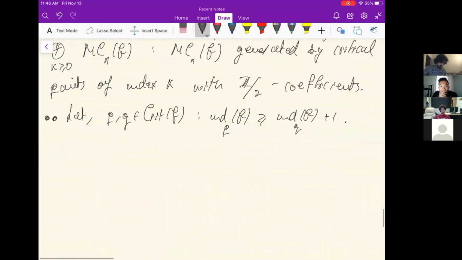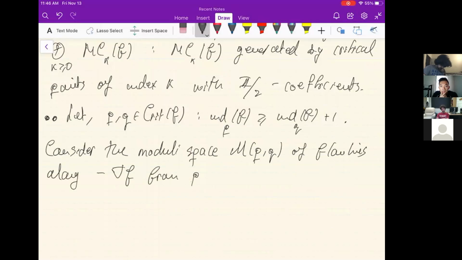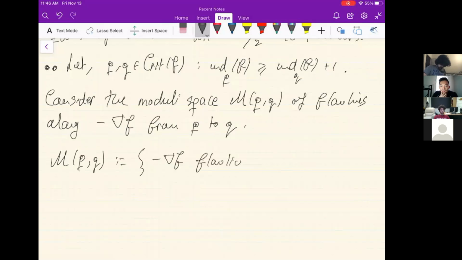Okay, so now some new mathematical language. We consider the moduli space, let's say curly M of P and Q, of flow lines along minus the gradient of F from P to Q. Basically, this means you take the flow lines along minus the gradient from P to Q modulo reparameterization.